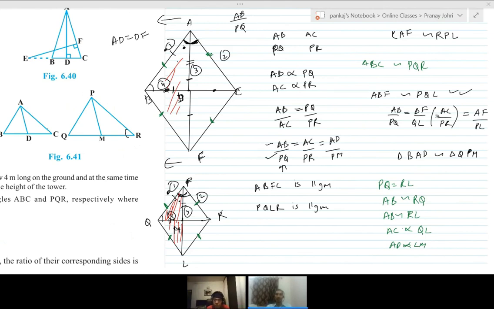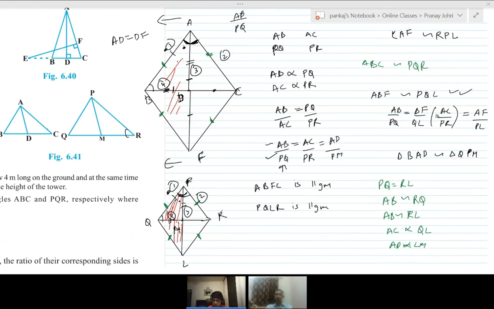So we do some construction here. We extend this to the corresponding points F and L, such that AD is equal to DF and PM is equal to ML.